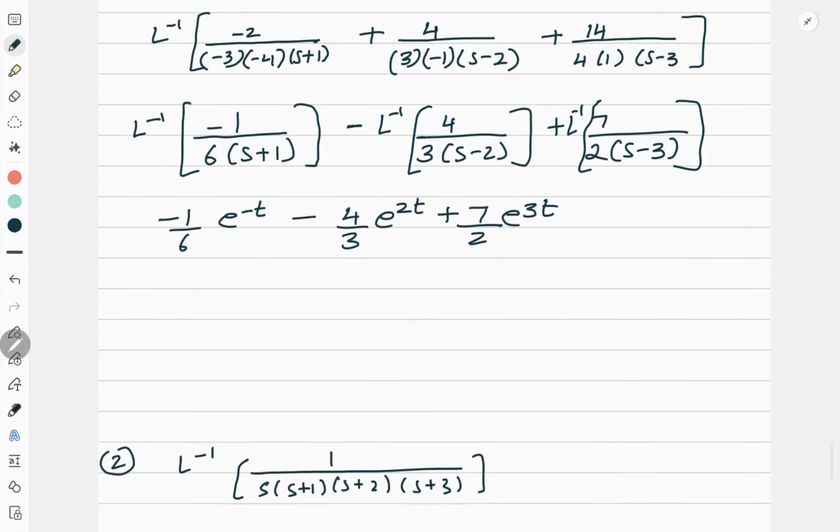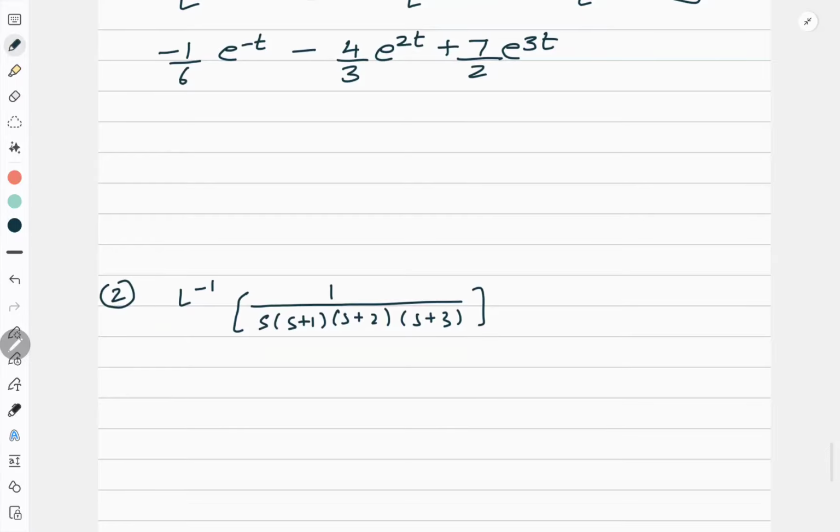So let's move to the next one. Now the next one again has linear factors in the denominator which are not repeated. So again let us do the partial fraction orally. The first term will become 0 when s is equal to 0. So everywhere put s equal to 0. So 1, 2 and 3: 1 into 2, 2 into 3 is 6. So I got 1 by 6s.